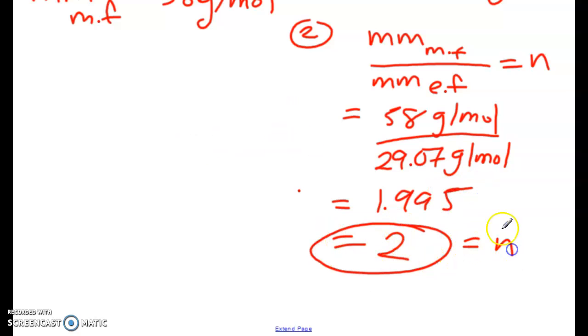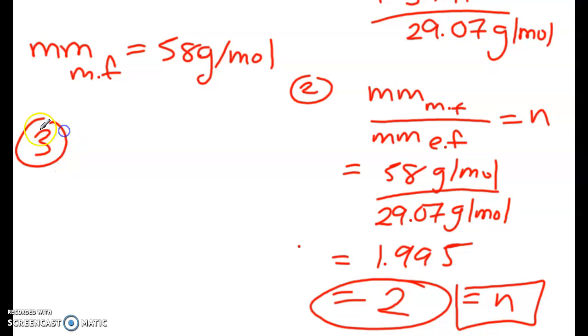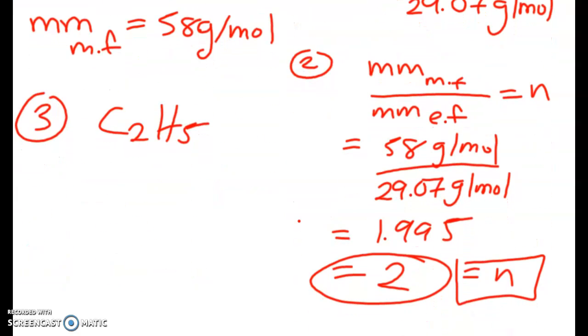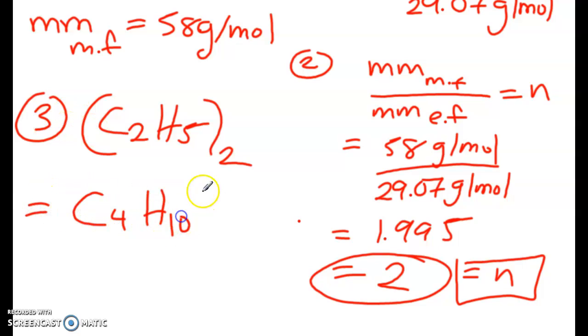Remember, we're trying to get our N factor. So when you're doing this division, you can round this to a whole number. But I'll be honest, if this is done correctly, it should be pretty close to a whole number already. If you're doing this and it's way off, like 1.5, just double check that you have the correct molar mass. Step 3 means we're going to take our empirical formula, C2H5, and multiply by our N factor, which is 2. So that means our molecular formula is C4H10.